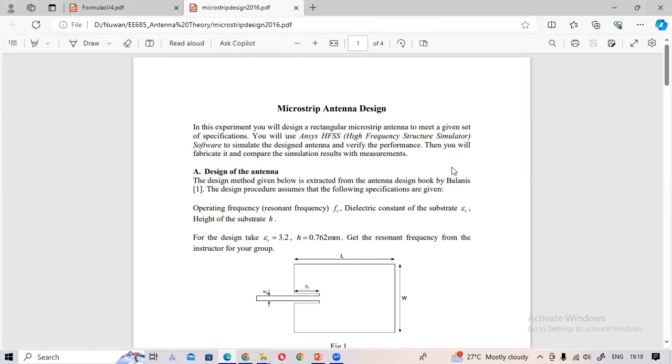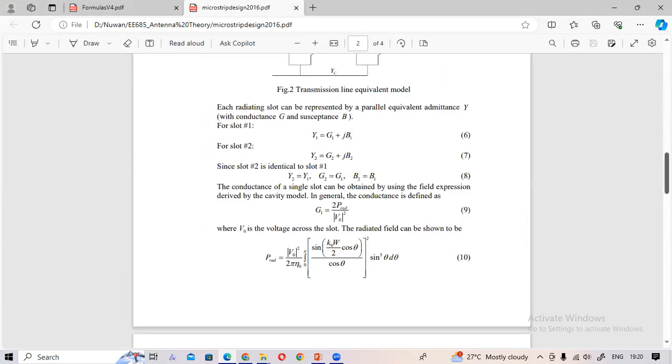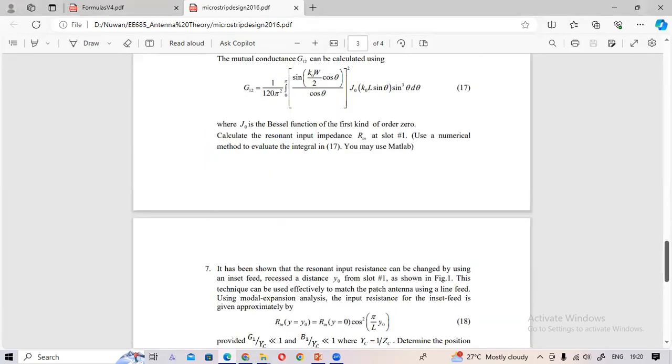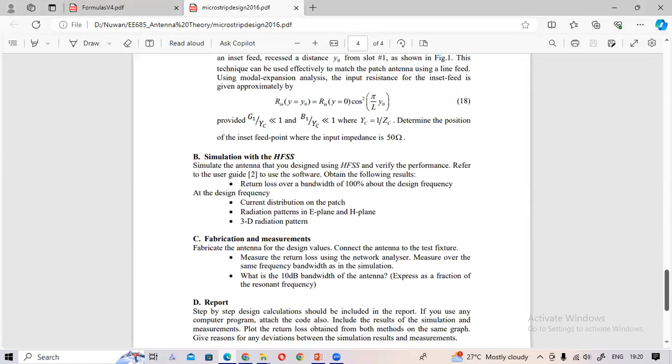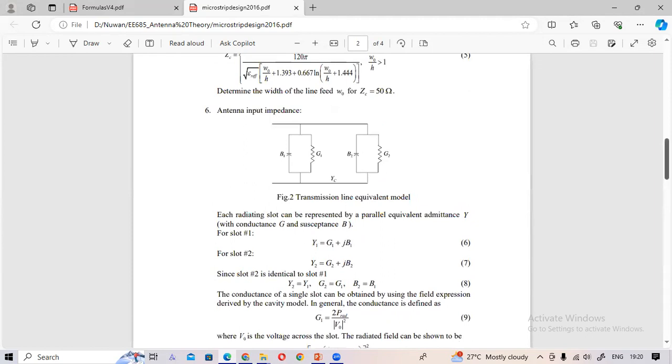Okay, actually this is your assignment. So this assignment I will give, and I will tell you how to do it. So here we have to design a patch antenna. The instructions are given to design the patch antenna, and you have to simulate it using HFSS. So I will tell how to do this, how to design the patch antenna.